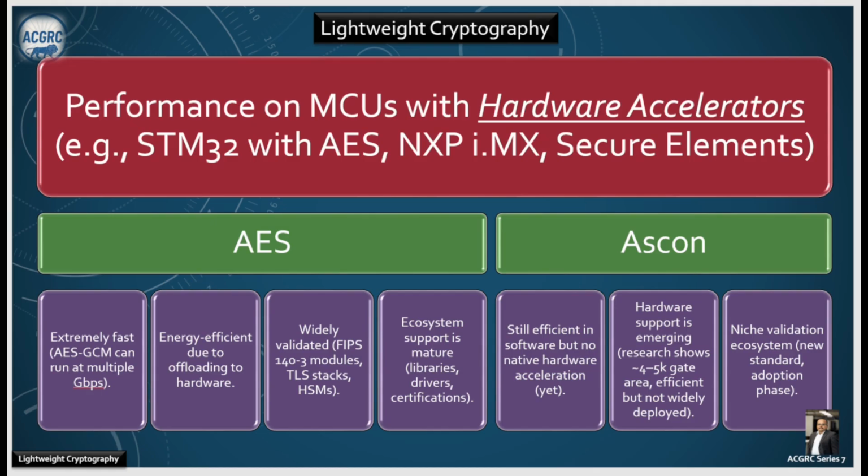But when we look at Ascon, it is still efficient in software, but at this point of time there is no hardware acceleration available. It's in development, tests are going on, experiments are in play, but no commercial one is known at this point of time. Hardware support is emerging. It has a niche validation ecosystem. It's a new standard, still in the adoption phase.